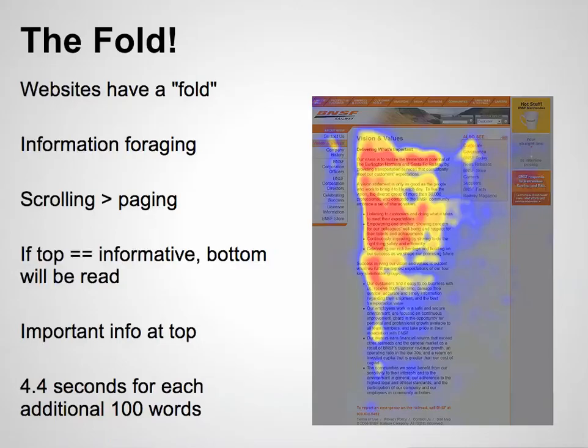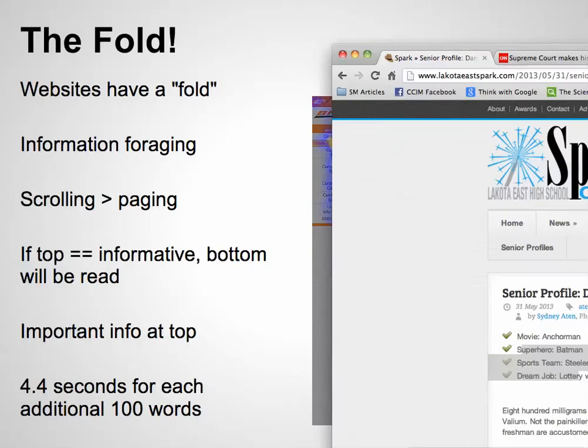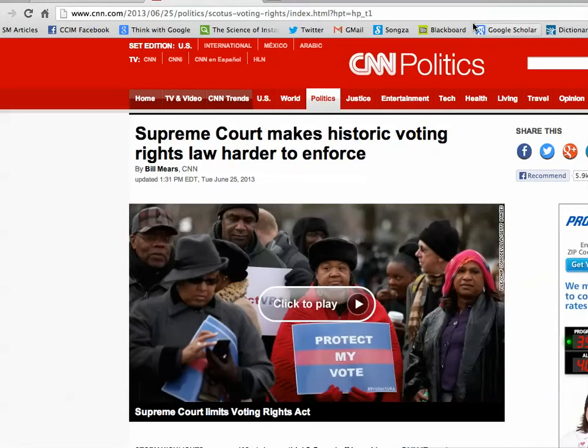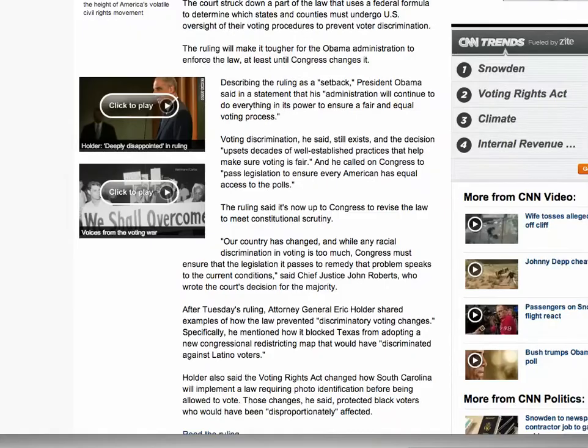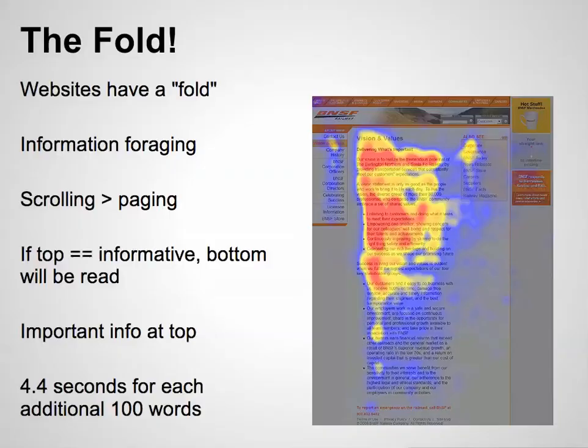Don't forget that your webpage has a fold. Information at the top is more likely to be seen. So when you do little pullouts like this that the Spark has done, you want it to be at the top. Same with CNN. They put their story highlights up here at the top above the fold. This is where the fold ends right here. So here's above the fold, and then all the just text with nothing interesting is toward the bottom.